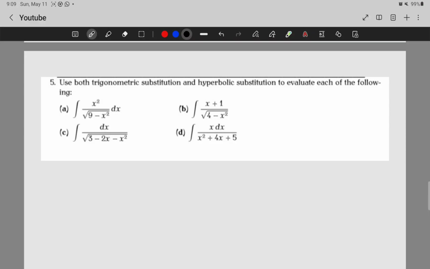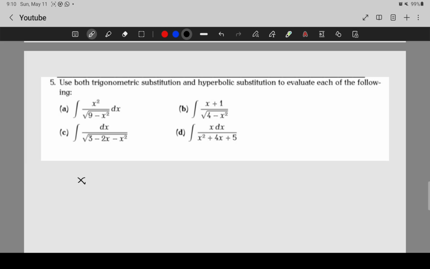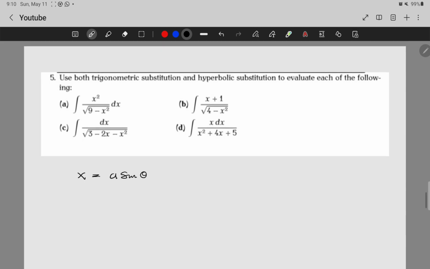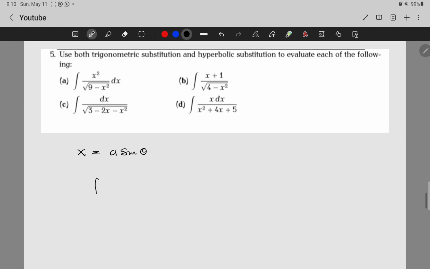Hi all. We now look at integrals that require the use of trig substitutions. In this case, we're going to look at the first two, a and b, and most of these will require the use of x equals a sine theta. These types of substitutions work for situations where you have an integral of 1 over a root of some constant number a raised to a power minus x raised to a power, and then you're integrating with respect to x.